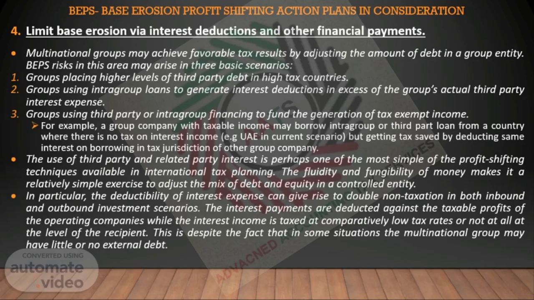The fluidity and fungibility of money makes it a relatively simple exercise to adjust the mix of debt and equity in a controlled entity. In particular, the deductibility of interest expense can give rise to double non-taxation in both inbound and outbound investment scenarios. The interest payments are deducted against the taxable profits of the operating companies, while the interest income is taxed at comparatively low tax rates or not at all at the level of the recipient. This is despite the fact that in some situations the multinational group may have little or no external debt.